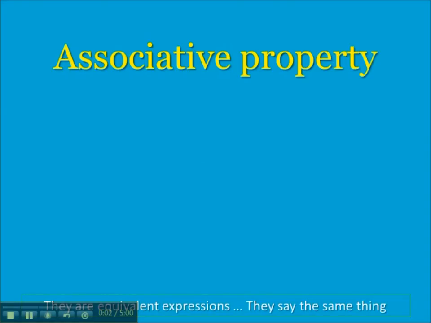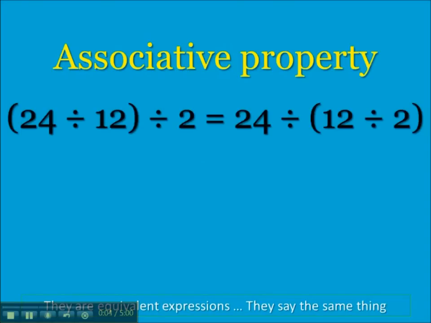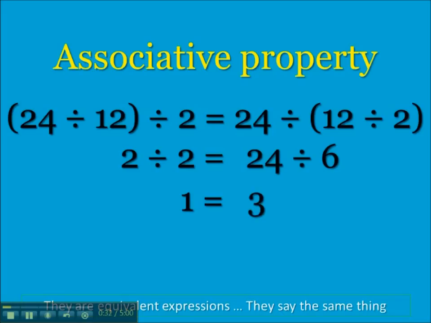Alright, finally, let's look at 24 divided by 12 divided by 2. Does that equal 24 divided by 12 divided by 2? Let's see, 24 divided by 12 is 2. 2 divided by 2 is 1. And over on the right, 12 divided by 2 is 6. 24 divided by 6 is 3. So no, these are not equivalent expressions.